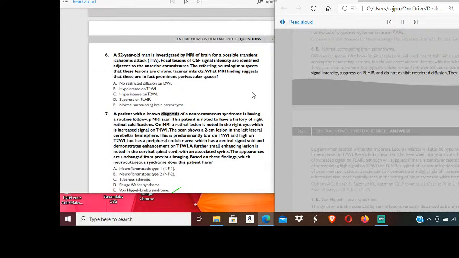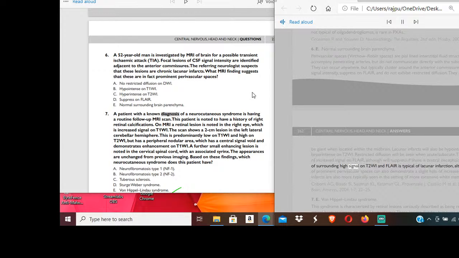They can occasionally be giant when located within the midbrain. Lacunar infarcts will also be hypointense on T1WI and hyperintense on T2WI. Restricted diffusion will be seen when acute or subacute. They are typically of increased signal on FLAIR, although will suppress if there is central encephalomalacia.